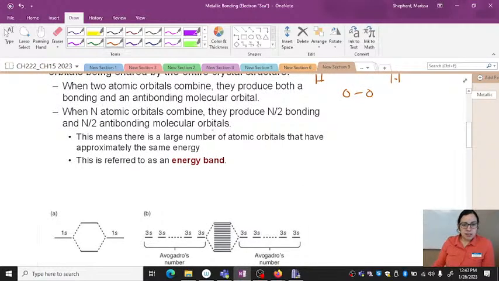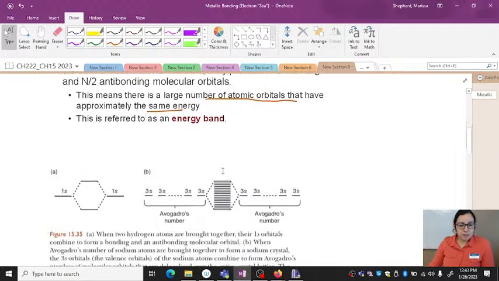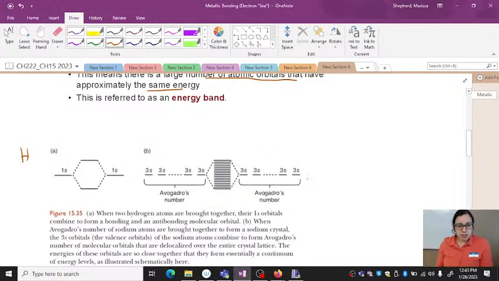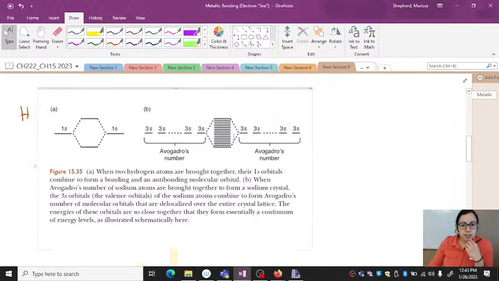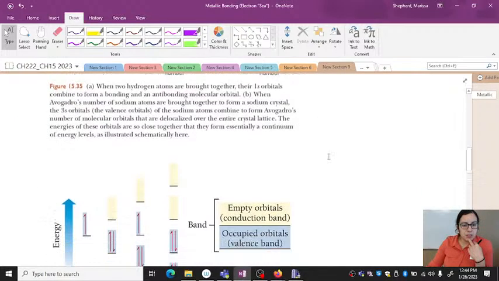Except now, with this sea of metal electrons, you end up with a bunch of atomic orbitals that have basically the same energy. Again, this is hydrogen, but now if we're looking at sodium, we have a bunch of sodium atoms coming together, and so a bunch of 3s orbitals that are basically the same. So you get very little separation, and they become delocalized, so our electrons can go all across.